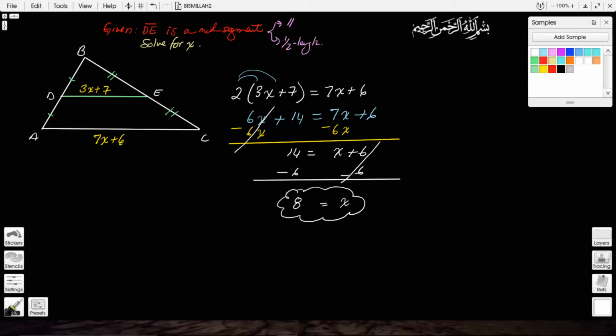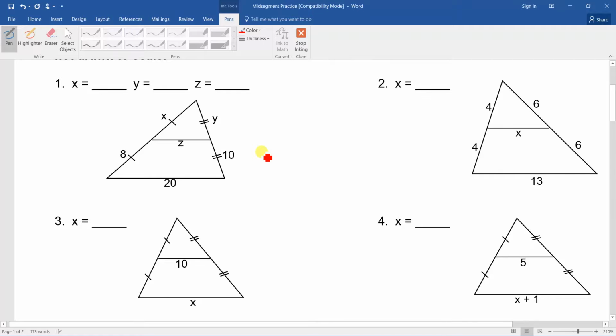So, you know, it's always important to go back and read the question, make sure you solve for the right thing. Here it asked us to solve for x, so we solve for x. If it had asked us to find the length of DE, then we would have to go back and substitute 8 over here in place of x and solve for the length of DE. Okay? So we have to always make sure we go back and read the question. Okay, so let's do some more examples here.